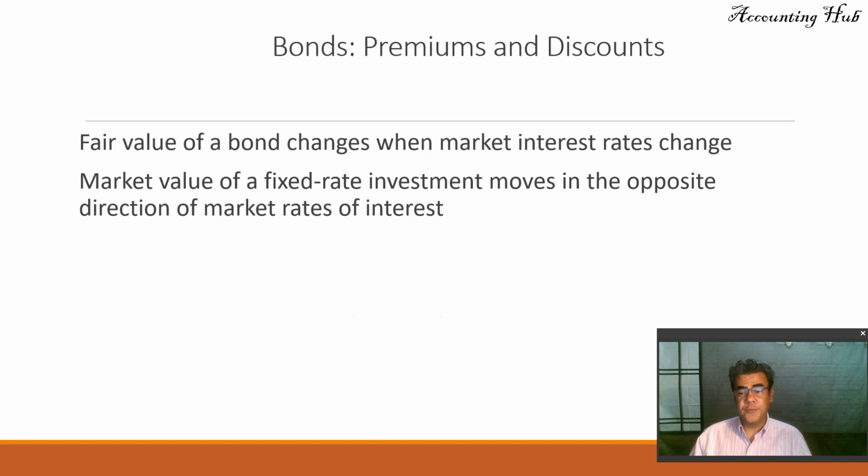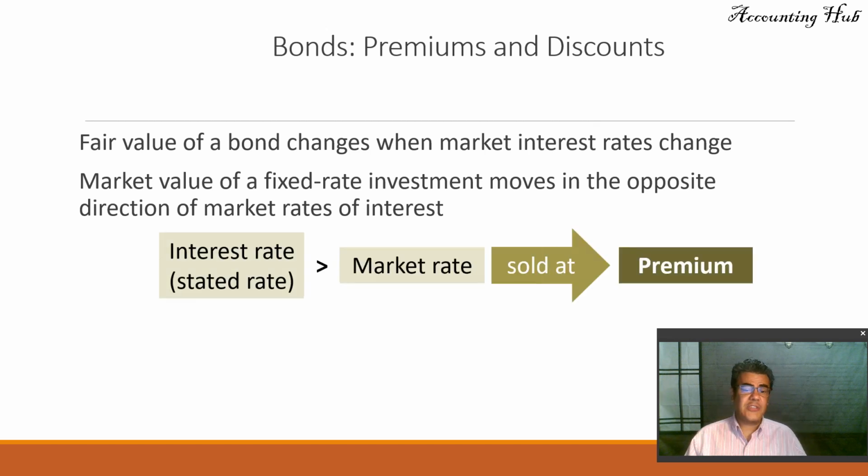Usually, the most common types of bonds are premium and discount bonds. And why do we have them? Because the fair value of a bond changes when market interest rates change. The market value of a fixed rate investment moves in the opposite direction of the market rates of interest.